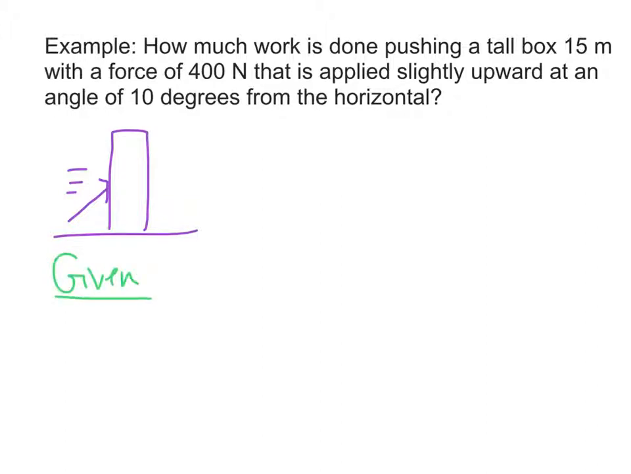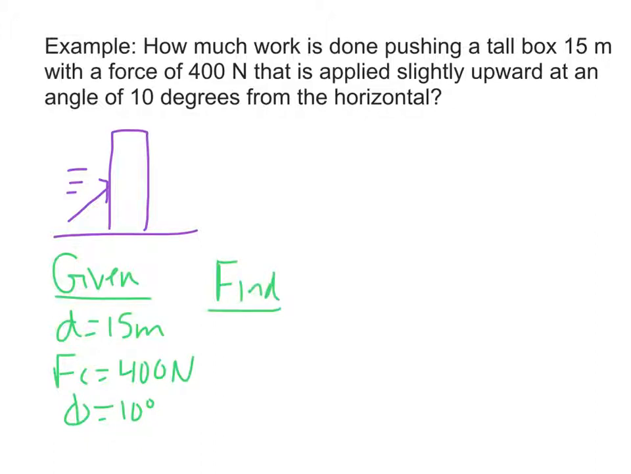Our given information. We know that the distance it moves is 15 meters, that the contact force is 400 newtons, and that the angle phi is 10 degrees. And we are just looking for the work done by the contact force. I don't need a force diagram for this one because I already have the force. There's nothing I really need to solve for. So my work diagram, we have the contact force going that way. The box is moving to the right, and this is the angle phi, the 10 degrees.